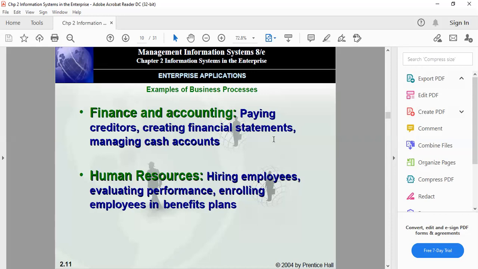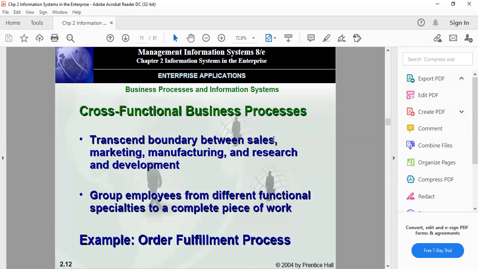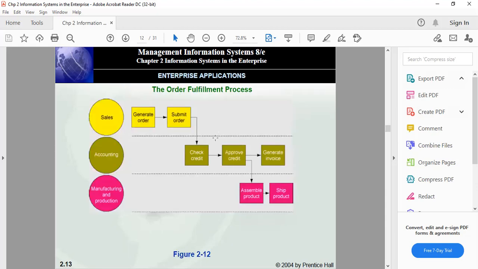Hopefully, you realize at this point in time that these are the functional departments and under which we have the different business processes. Then these are the cross-functional business processes, meaning to say they actually involve two or more different functional departments. They transcend boundaries between sales, marketing, manufacturing, and research and development. So what I've said, they would involve two or more functional departments. Then the employees would now be working in groups coming from different functional specialties to complete a piece of work. Example of that is the order fulfillment business process.